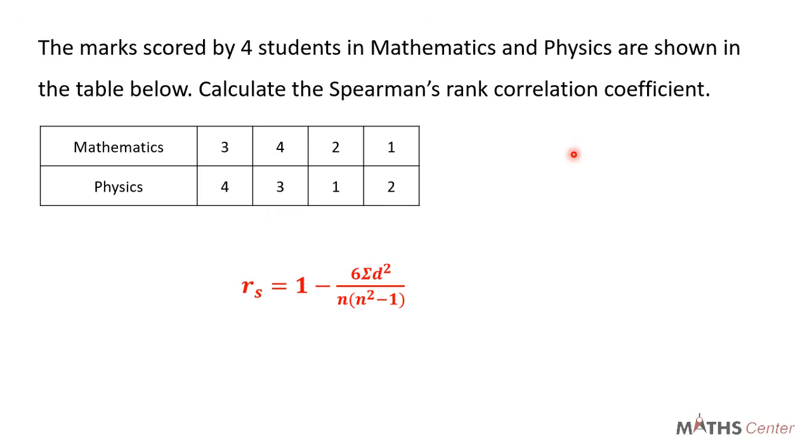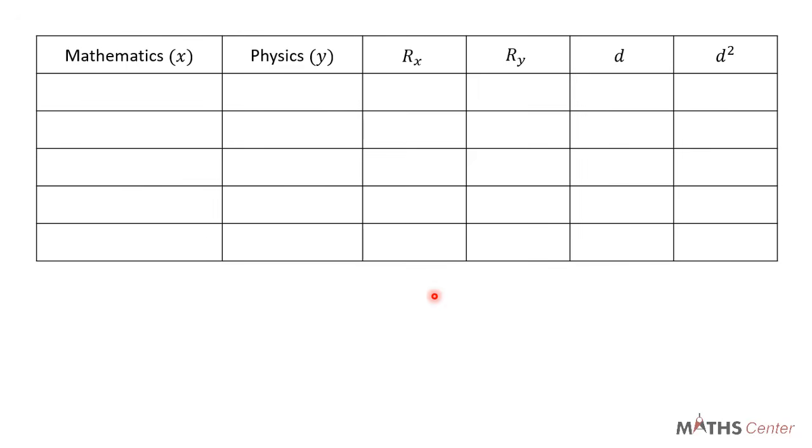Let's do that. Remember that the formula is 1 minus 6 sigma d squared divided by n into bracket n squared minus 1. To find the Spearman's rank correlation coefficient, that's what you do. You draw a table with 6 columns. The first one, you have the data points for mathematics. The second one, you have the data points for physics. The third one is Rx. That's where we are going to rank the X values. The fourth one is Ry. That's where we are going to rank the Y values.